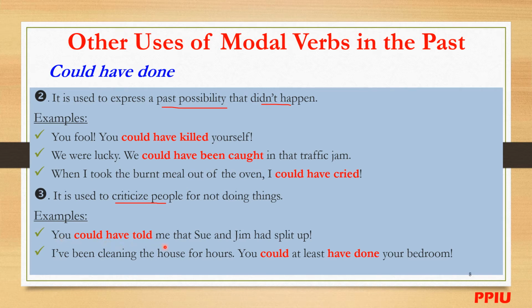you could have told me that Zhu and Jim had split up. Split up means get divorced. They did not live together anymore. But what was the result? They did not tell you, and then you kept calling both of them and asking things. It was such a bad experience. While they were not together, you kept calling Zhu and asking about Jim, calling Jim and asking about Sue. It's just not good. So it's a bad situation where you need to criticize one of your friends, for example.